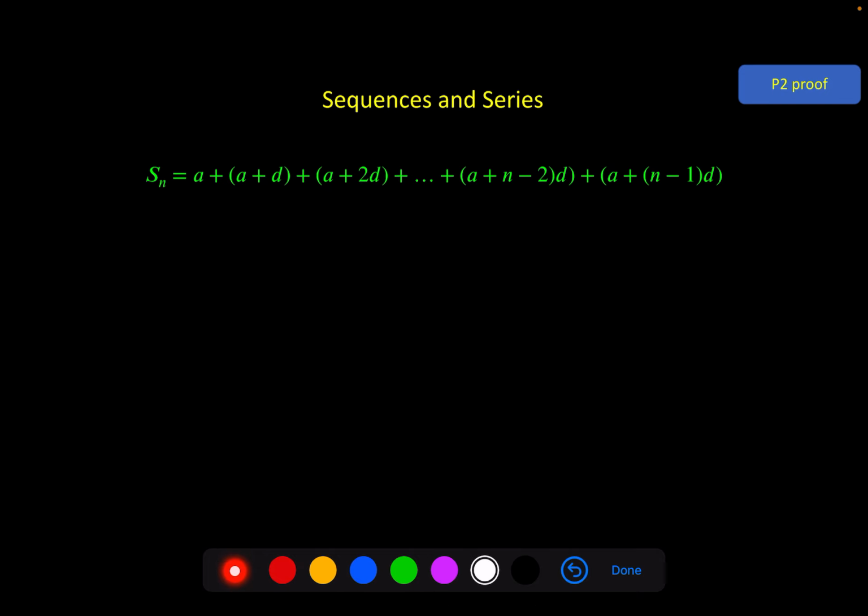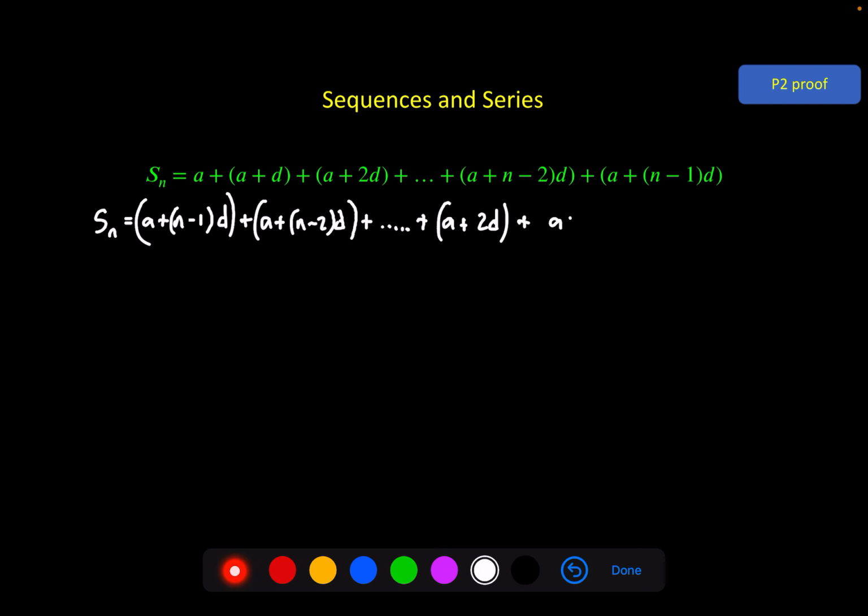But to get that formula that we had for the sum, what we're going to do is turn all of this around and write it again. So I'm just going to write the last term first. So we've got a plus n minus 1 times d. And the second last term, I'm going to write that second. We've got a plus n minus 2 times d, plus dot dot dot. And then the third term, a plus 2d, and the second term, a plus d, and then the first term, a.